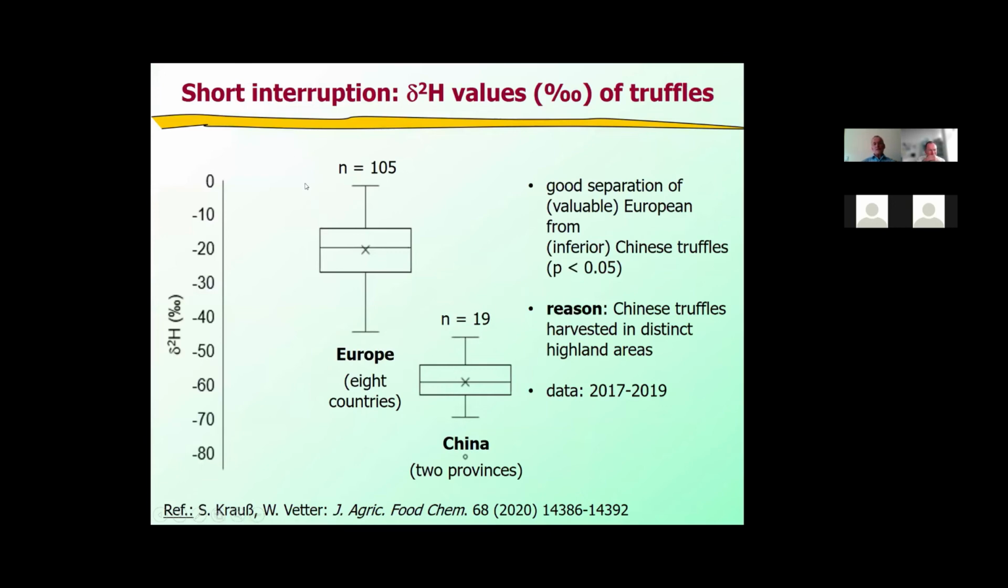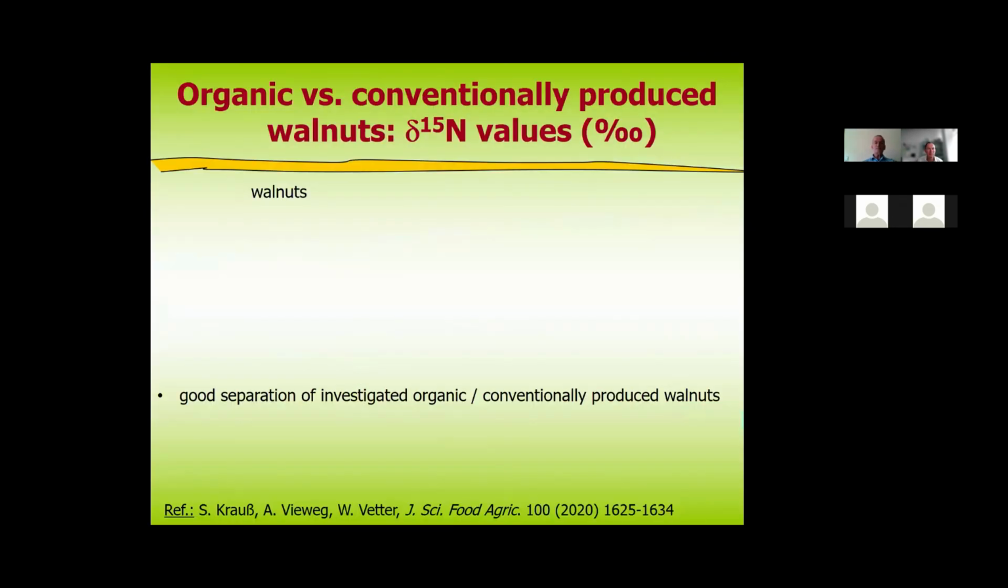Short interruption, but just the results. With that method, we could also separate Chinese walnuts from European walnuts. There's a very, very good separation between both of them, absolutely no overlap in the years of 2017 and 2019. But of course, what you have to consider from the last story I showed you is that it could be different in 2020 or 2021 because of the impact of the amount of rainwater and the transportation.